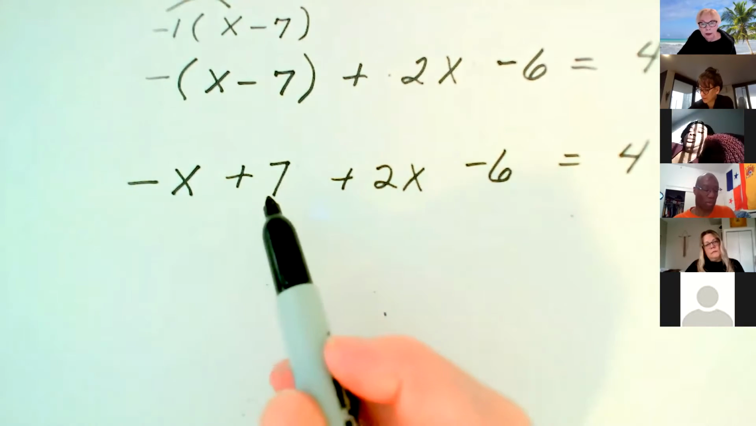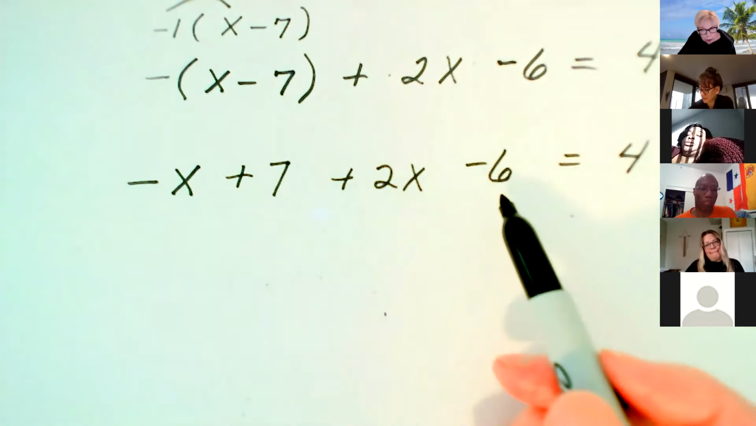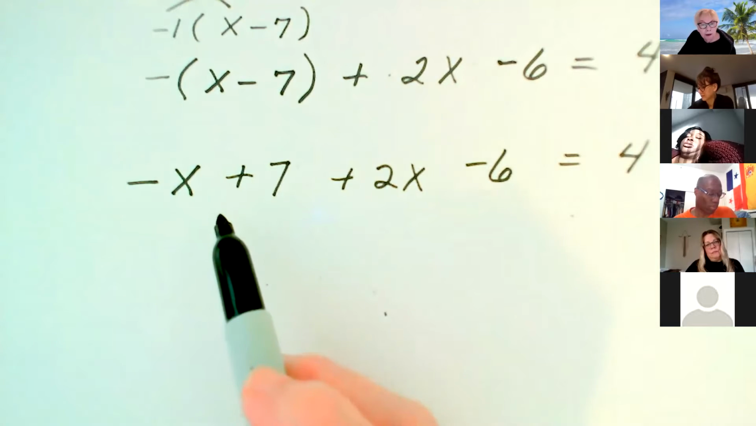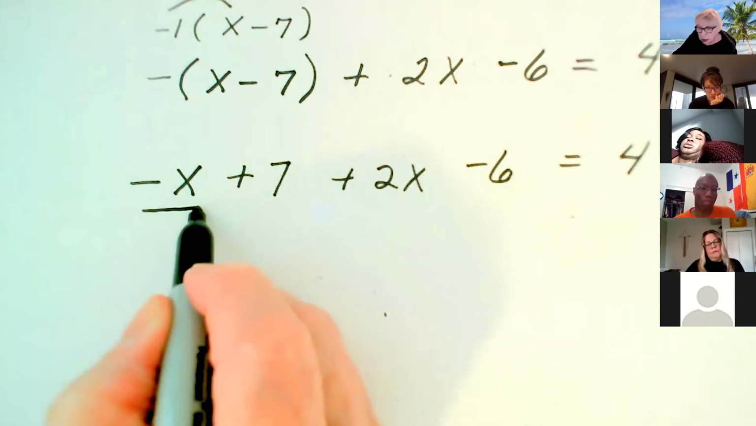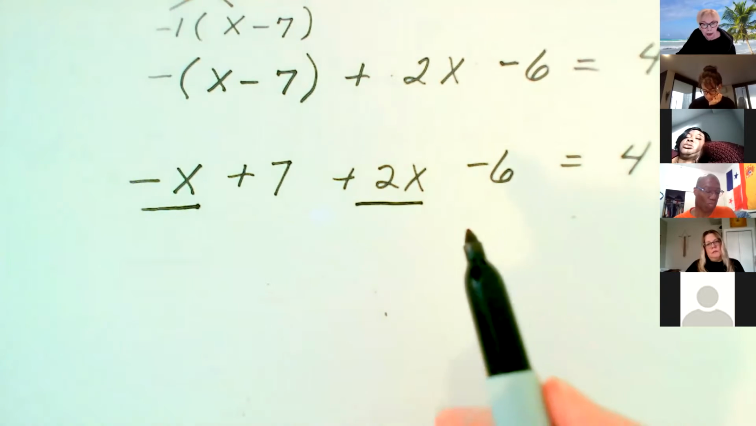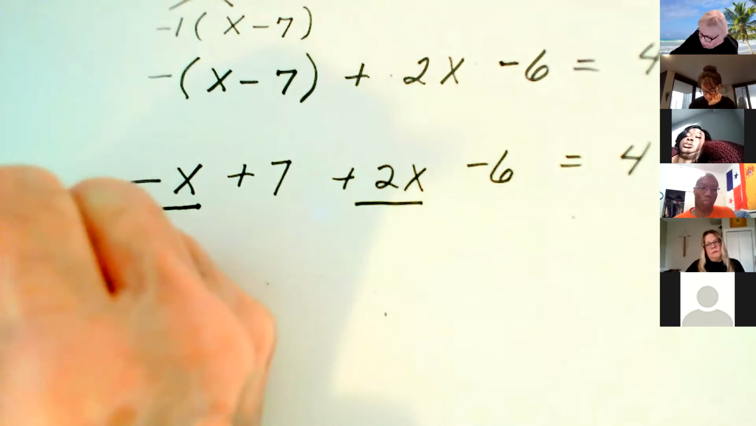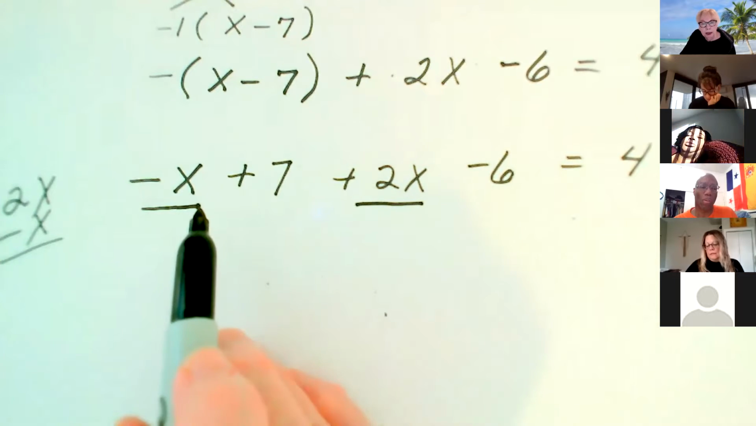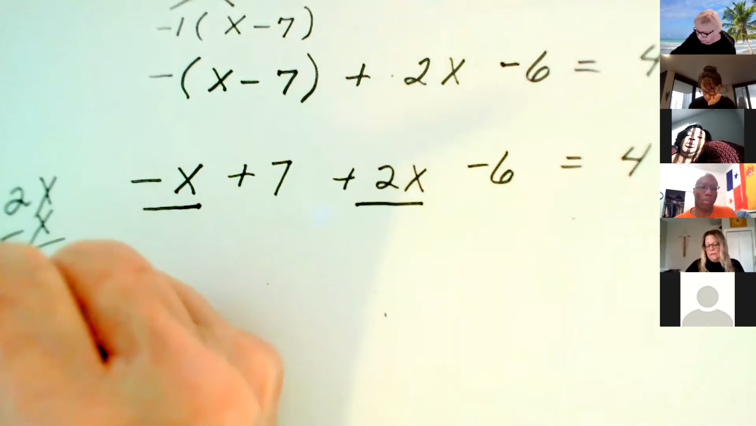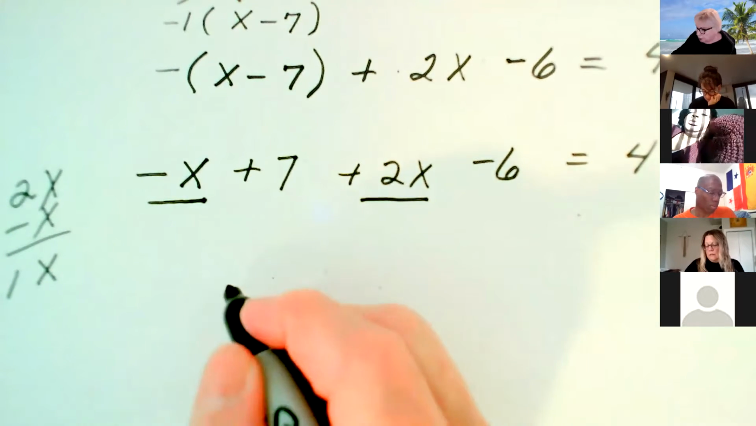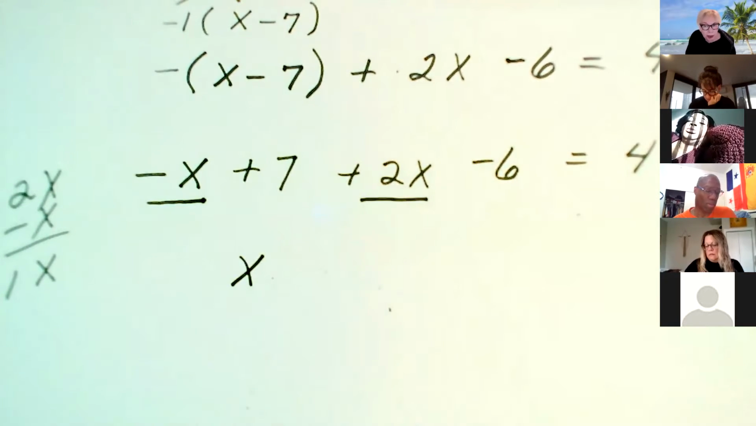Now I've got 1, 2, 3, 4 terms on the left, and my job is to get the left as simple as possible. So I see a -x, which is also -1x, and a plus 2x, and I need to combine that. So it's basically 2x minus x, right? And so a plus 2 and a -1 would just be 1x. 2 take away 1 is 1. And I could just say x. Or I could say 1x, I don't care.